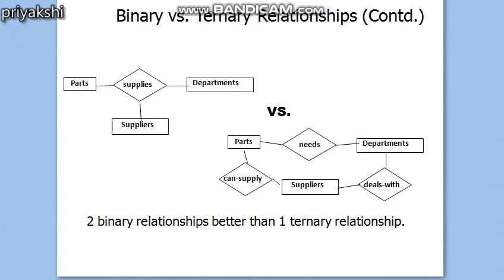And always remember that a binary relationship cannot always replace a ternary relationship. Yes, you can replace a ternary relationship with binary relationships, but there may be some additional constraints.